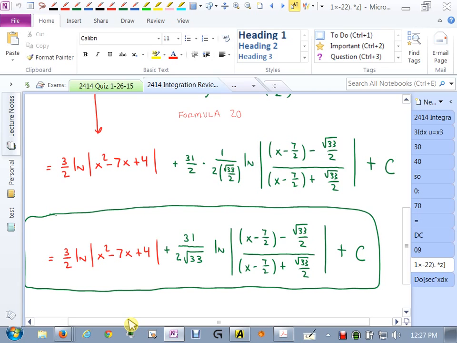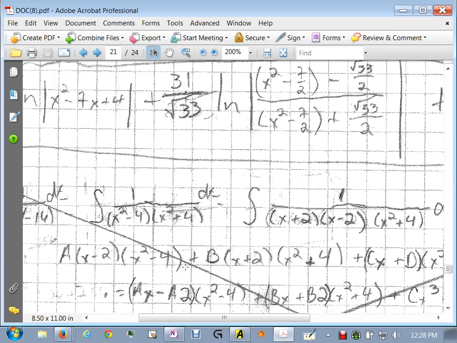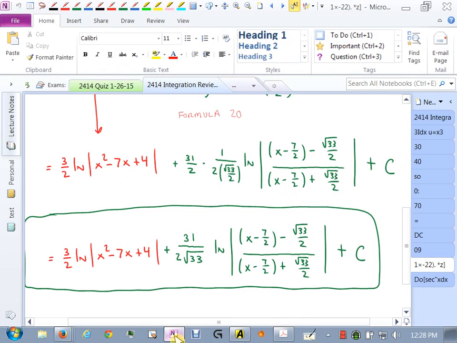I'll post my answers when I get them all done. You missed the 2? You had a 31 over 2 out here, right? And then in the formula for this, there's a 1 over 2a. So 1 over 2a should have gotten you, yeah, whenever you do 2 times this, it cancels out the 2. And so you just get 1 over root 33. But then you still had this 2 out here. Yeah, that 20 is getting work, and it should. It's just as valuable as the formula 17.